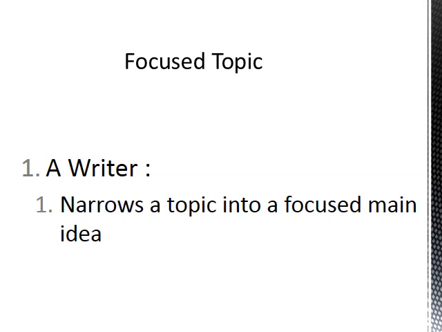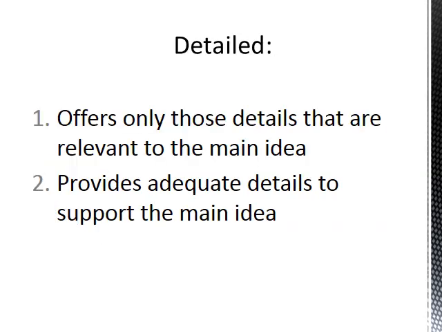So a writer has to narrow a topic into a focused main idea. Your topic and your topic sentence cannot be so broad that you can't narrow it down. It also cannot be so detailed that you can't expand from it. A detailed topic sentence offers only the details that are relevant to the main idea. So your main idea is going to be stated in your topic sentence, and the rest of the details in the paragraph are going to have to apply to that main idea. It provides adequate details to support the main idea.